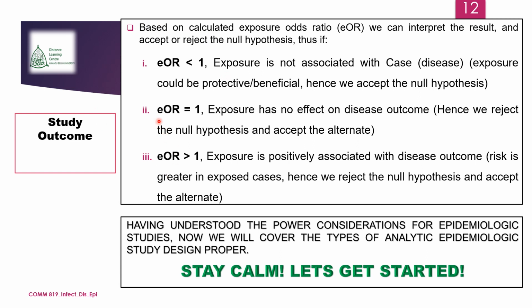So another consideration, if the exposure odds ratio is equal to 1, it means the exposure has no effect on disease outcome. Hence, we fail to reject the null hypothesis. Then if the exposure odds ratio is greater than 1, the exposure is possibly associated with disease outcome, that is, the risk is greater in exposed individuals. Hence, we reject the null hypothesis and accept the alternate. So those are all the considerations for epidemiological study.